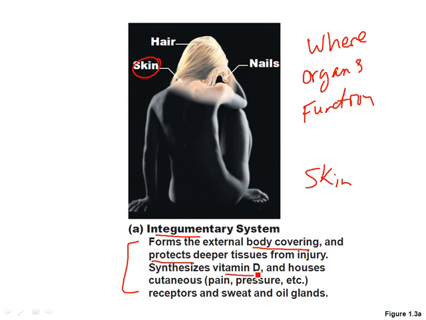It also has receptors. It allows us to perceive our environment. We know if things are hot, things are cold, if we're in pain, if there's pressure. And we also have glands in our skin, sweat glands, and it helps us to thermoregulate. When you get hot, you sweat. So the skin is more than just what you see. Beauty is more than skin deep. There's a lot of things going on in the skin.